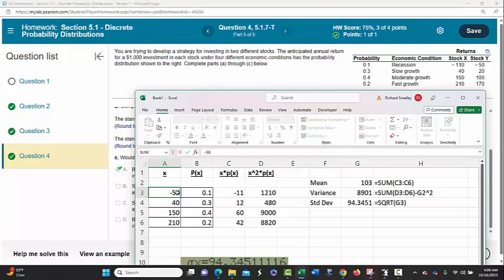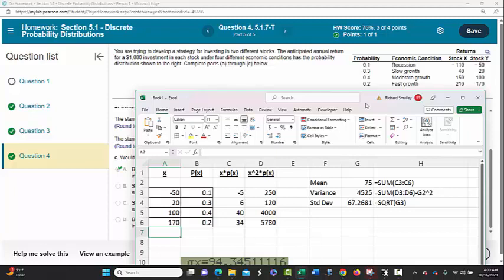Negative 50, 20, 100, 170. Yeah, and there's the 75 and the 67.27 right there. So there's how we would do it in Excel.